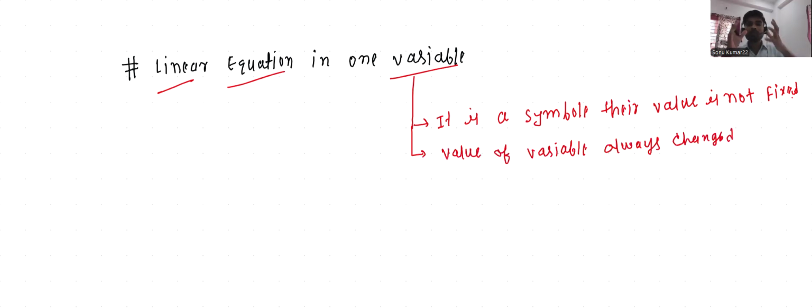So we know that one variable means there is only one variable there. Now talking about the equation. What does equation mean? When two expressions are equated with an equal sign, it's called an equation. Expressions mean the combination of variable and constant. When two expressions are equated with an equal sign, it's called an equation.